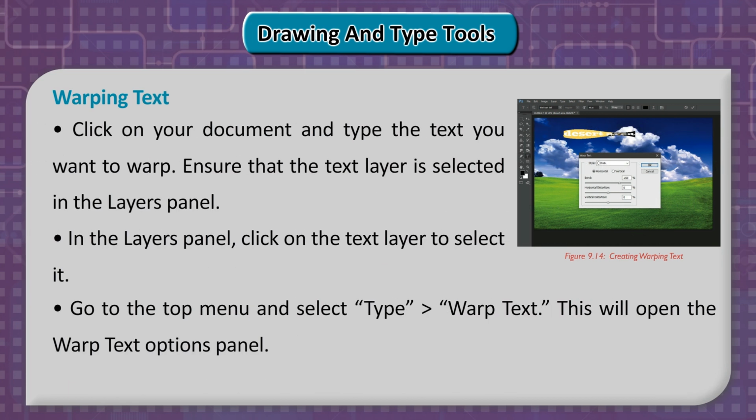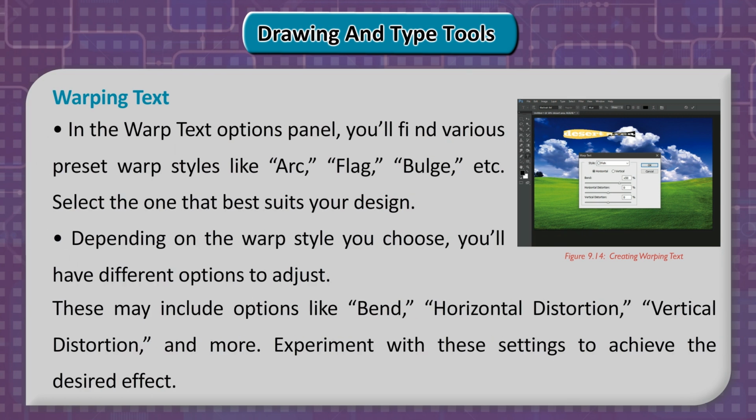Click on your document and type the text you want to warp. Ensure that the text layer is selected in the Layers panel. In the Layers panel, click on the text layer to select it. Go to the top menu and select Type > Warp Text. This will open the Warp Text Options panel. In the Warp Text Options panel, you'll find various preset warp styles like arc, flag, bulge, etc. Select the one that best suits your design.